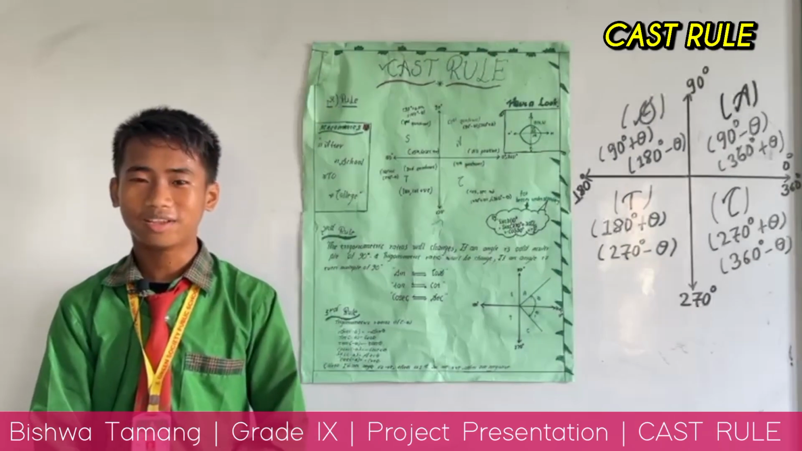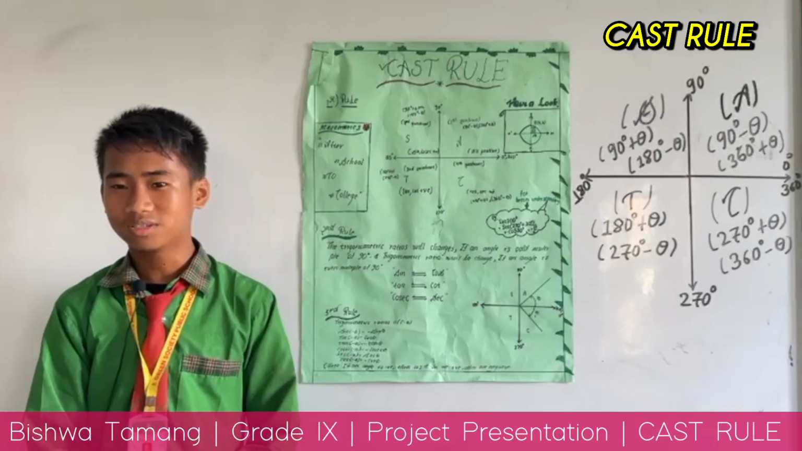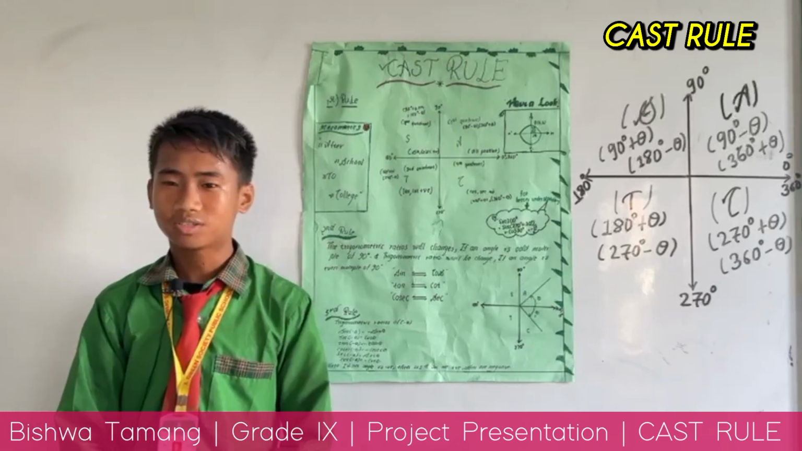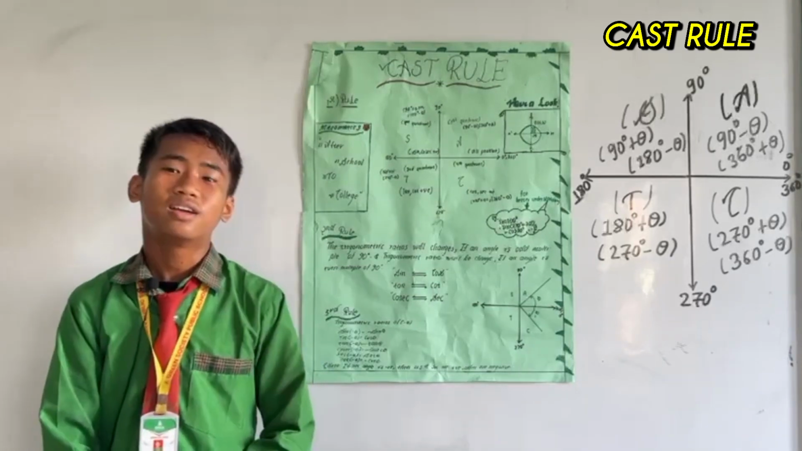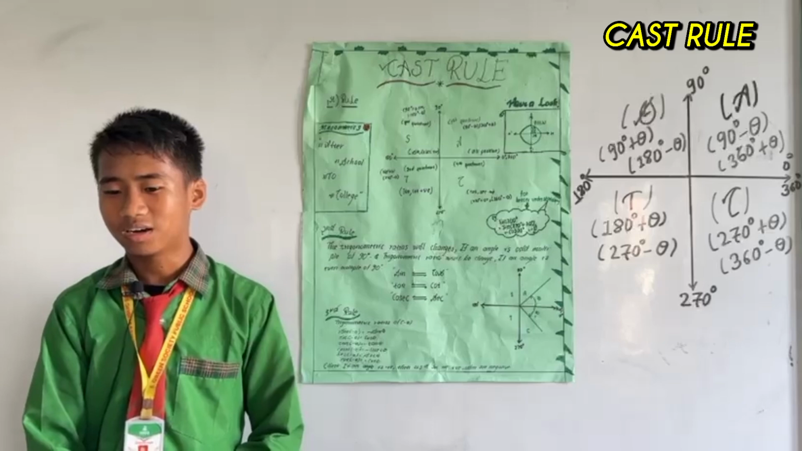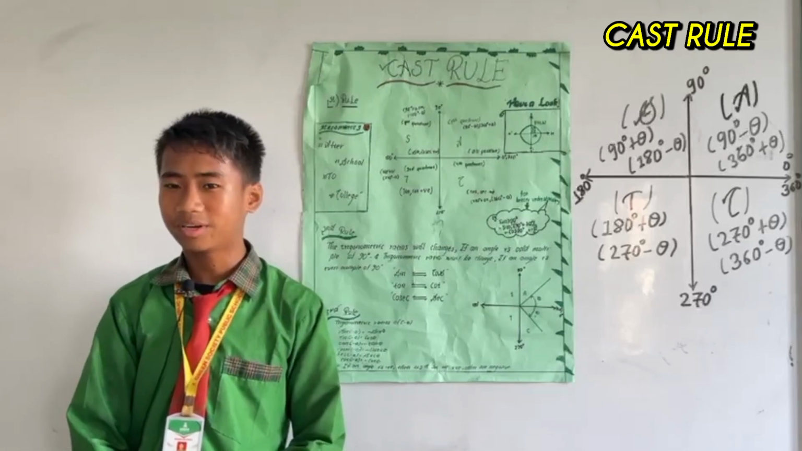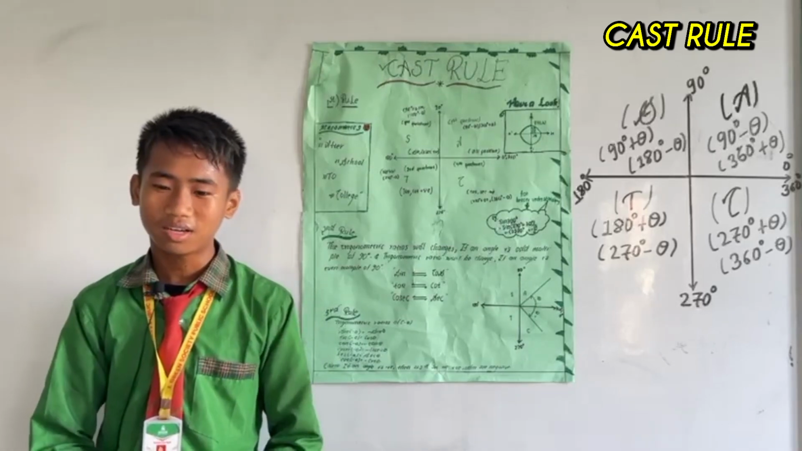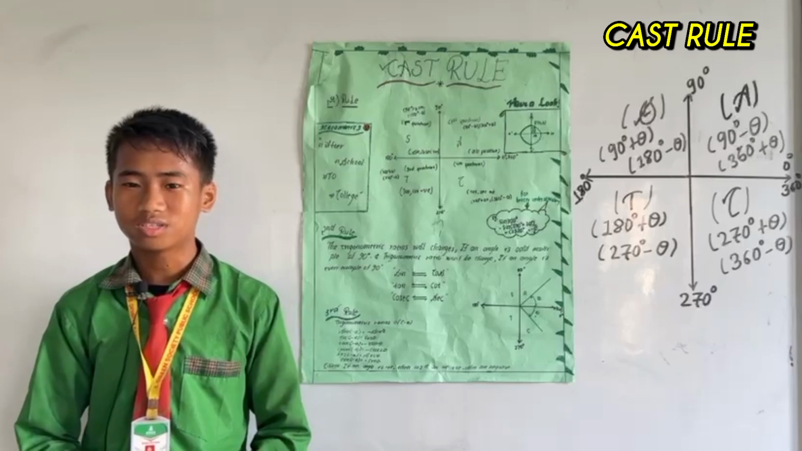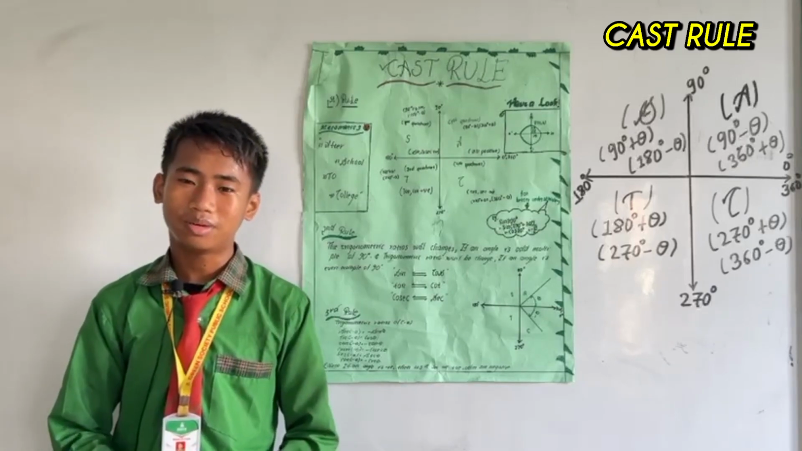At last, in the summary, the CAST rule has 3 rules: first, second and third. For the first rule, we have made a graph with 4 quadrants. In the first quadrant, all trigonometric ratios will be positive. In the second quadrant, sine and its reciprocal cosec will be positive and all other trigonometric ratios will be negative.